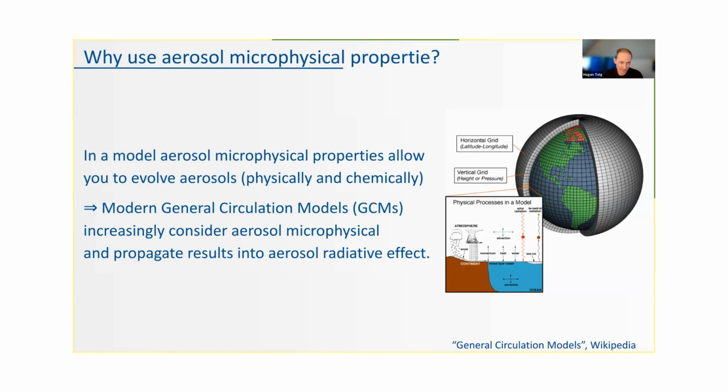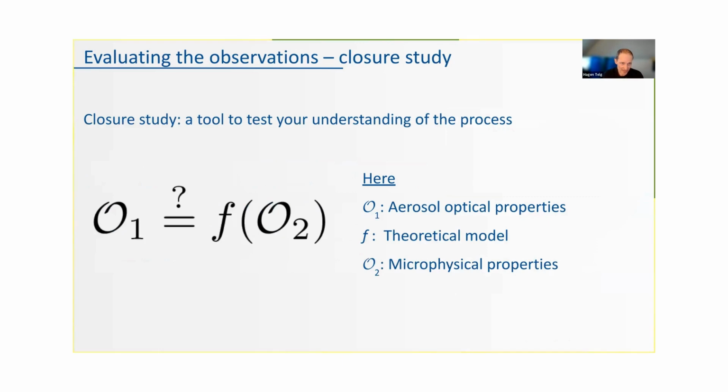So if you want to engage in this path, then you, of course, want to make sure that you understand the whole process correctly. So usually this is done in closure studies. On the one hand, you have an observation, or you have two sets of observations. On the one hand, you would have, in our case, the aerosol optical properties. On the other hand, you have the microphysical properties, and then you have your theoretical model, and you want to make sure that they are the same.